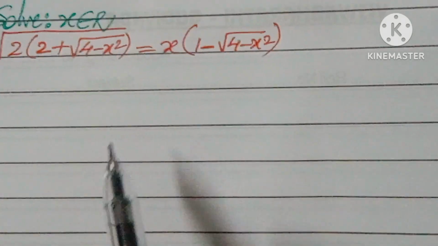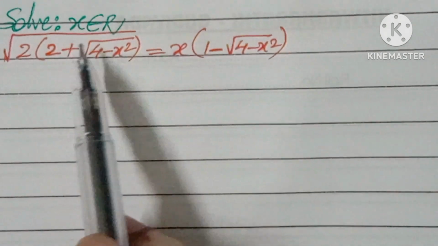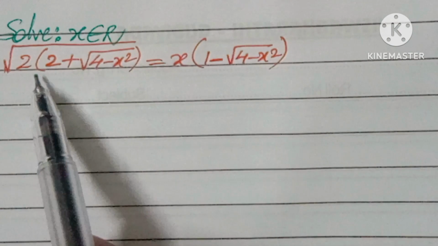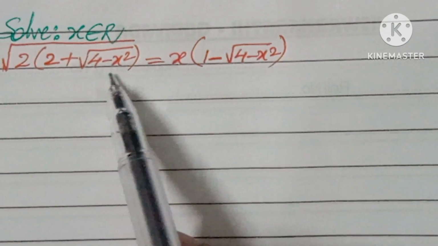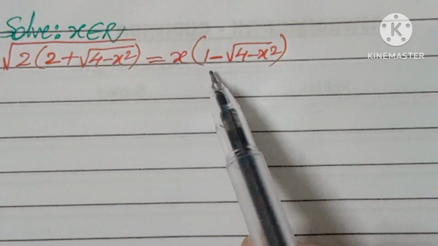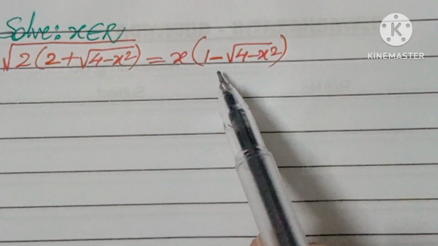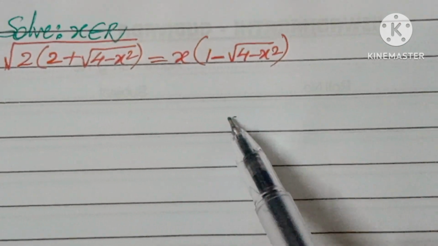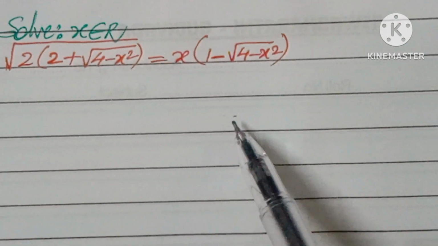Today we are seeing one logical Olympiad question. Solve for x belonging to the real numbers: the square root of 2 times (2 plus root of 4 minus x square) is equal to x times (1 minus square root of 4 minus x square). As you are going to solve this problem, pause the video for 10 seconds and try it.